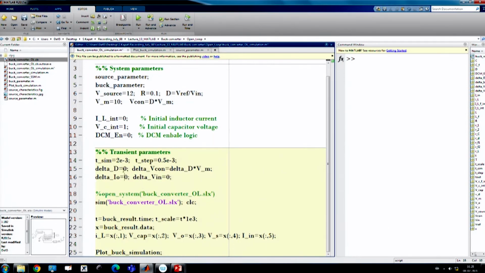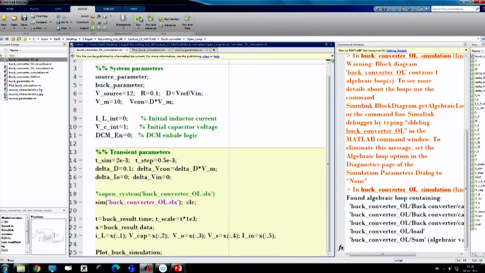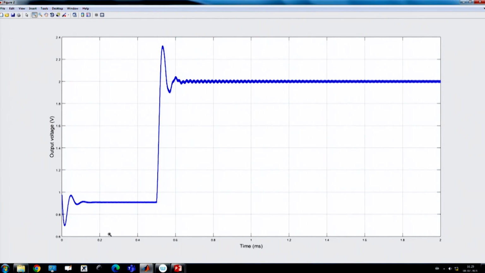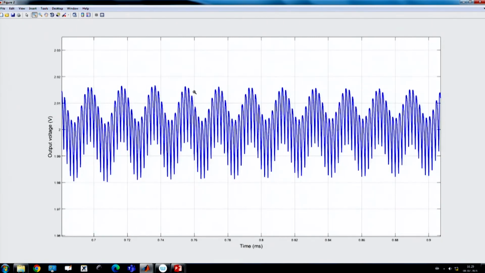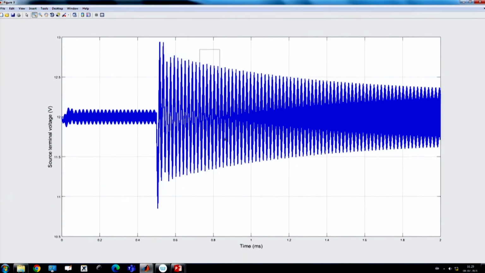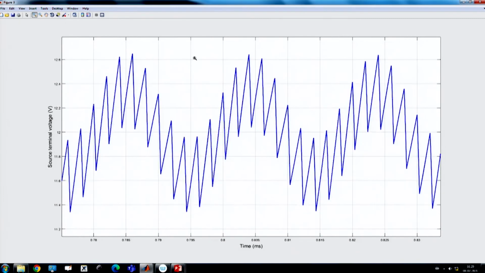Now if you give a duty ratio change of 0.1, that means you apply a duty ratio step of 0.1, we want to see what happens. That means we want to increase the output voltage. The output voltage was originally here, where the duty ratio is 1/12. Now with the added 0.1, it has increased, and you can clearly see the oscillatory behavior, and it is coming because of the source. So the source has this oscillatory behavior, that means you have not connected the cable properly.